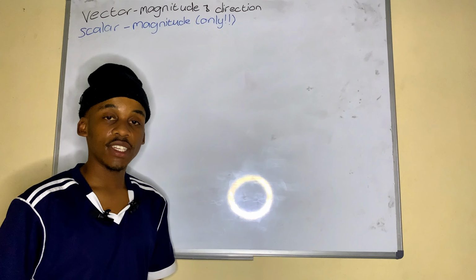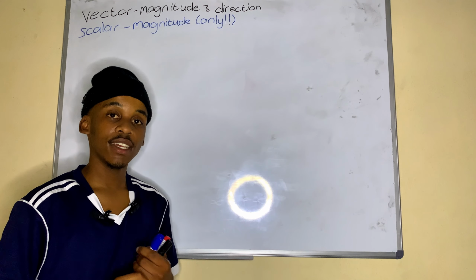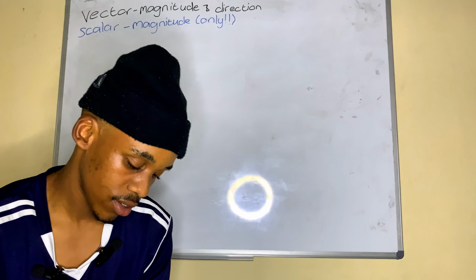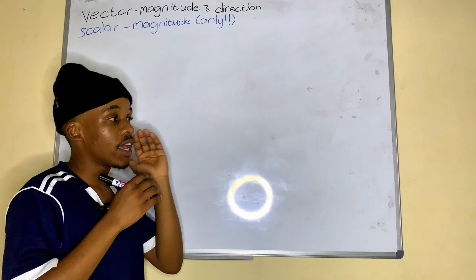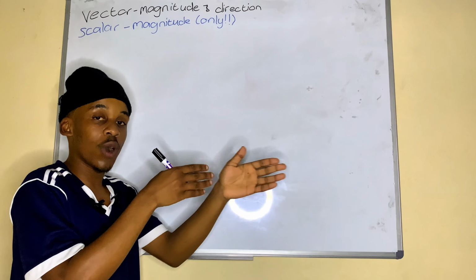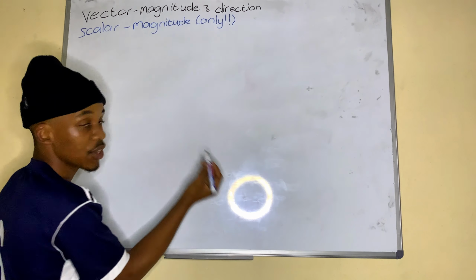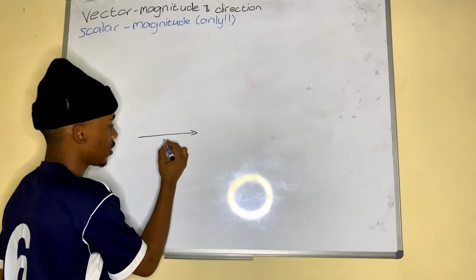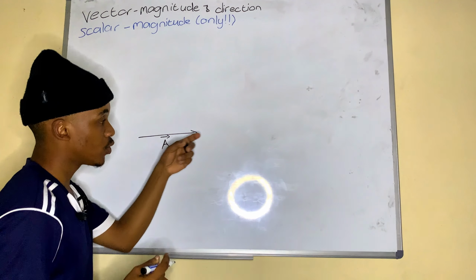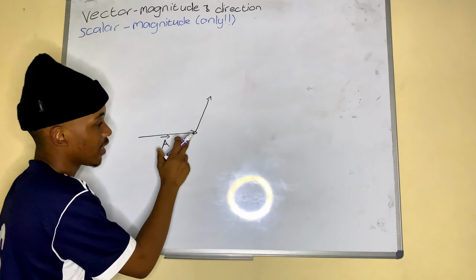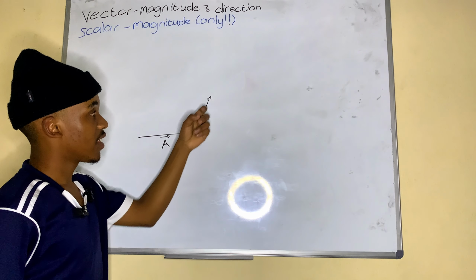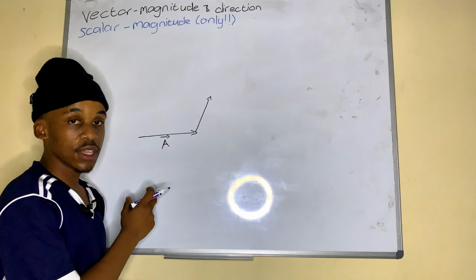We can add vectors using two methods, one being the tail to head method and the other being the parallelogram method. The tail to head method is used when vectors follow each other or are consecutive to one another, such that, say we've got vector A over here, and it is followed by vector B, such that the head of vector A touches the tail of vector B, then this method can be employed.